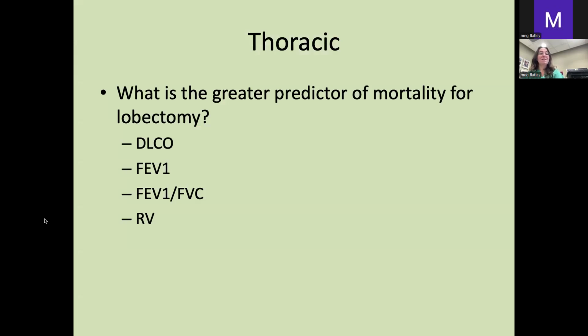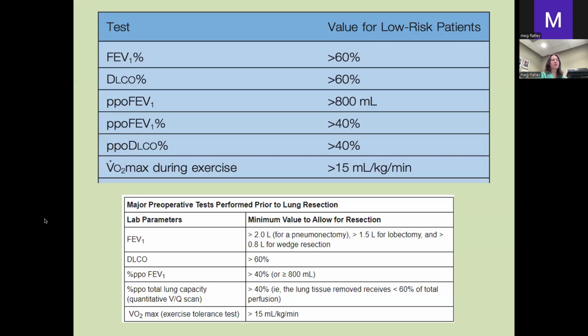Okay. This is definitely going to be on the test, or at least it comes up quite often. So when you're doing preoperative decision making, deciding how much lung you can take out or if the patient's going to tolerate the surgery, which of these is the greatest predictor of mortality? DLCO is the one that is the greatest predictor of mortality, but they'll ask you questions about all of these, or at least it comes up, I think, at least one question.